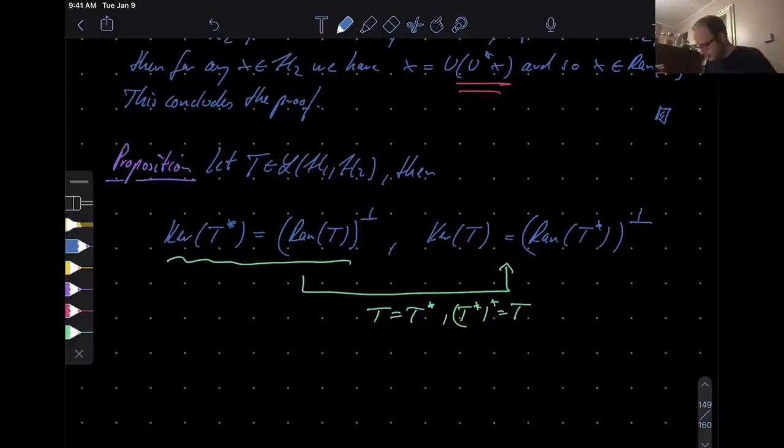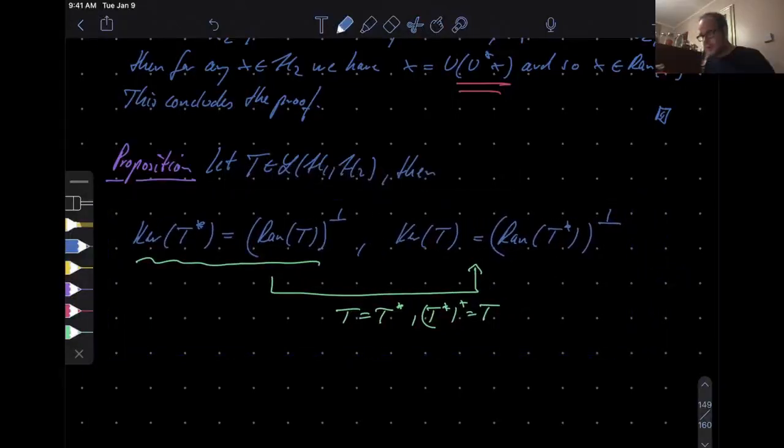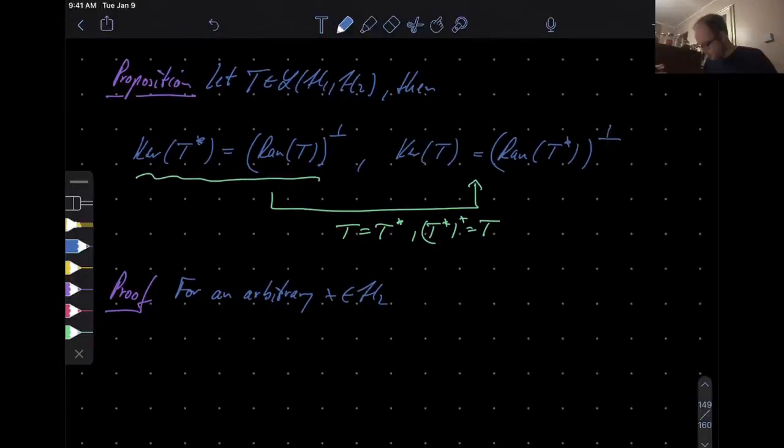These are subspace equalities. They are probably also known from linear algebra, because the proof that we do now does not use any assumption on the dimension whatsoever. So usually one also does this in linear algebra. Indeed, the proof is a one-line chain of equivalences for an arbitrary vector x in the second space. So T star x equal to 0. This happens precisely when, well, 0 is the inner product of y and T star x.